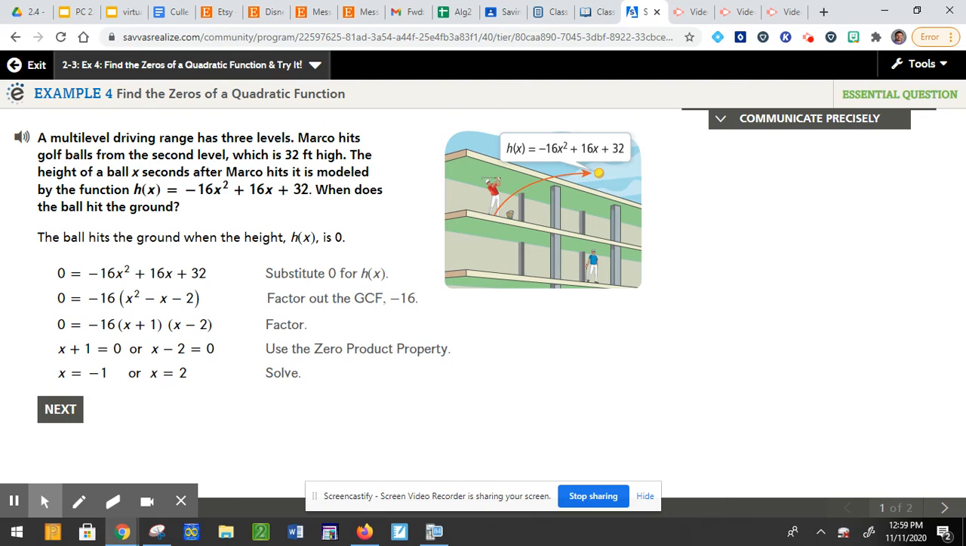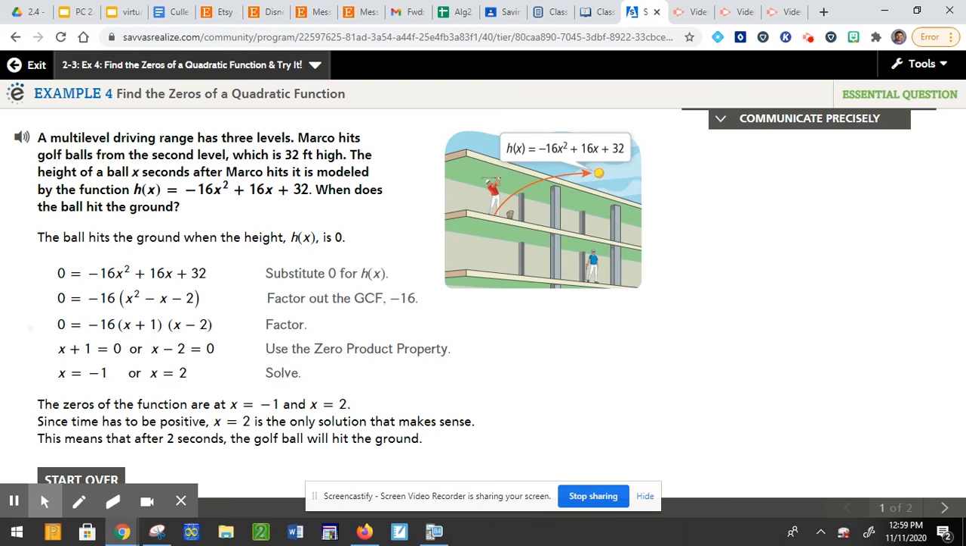The first thing is they take out a GCF of -16, and then they factor, and then you're getting that x can equal -1 or 2. So the zeros of the function are -1 and 2. In the context of this question, 2 is the only one that makes sense. It doesn't make sense to go back in time. The ball's not going backwards. We don't have a time machine. So 2 is the answer. So after 2 seconds, the ball will hit the ground.